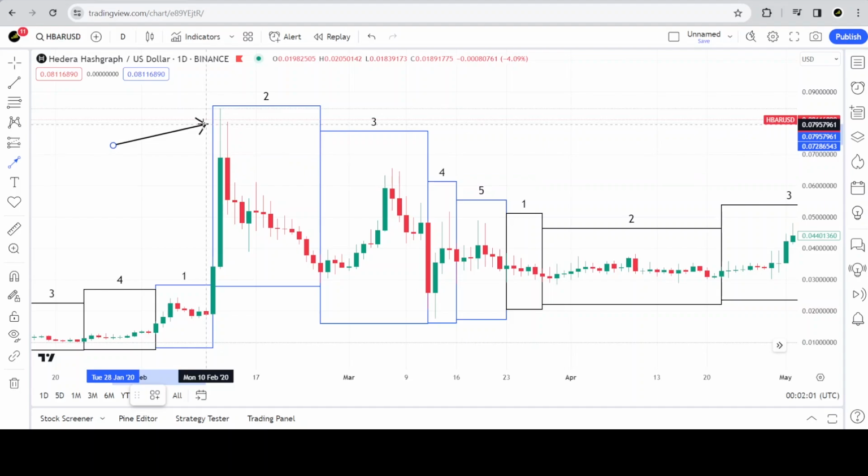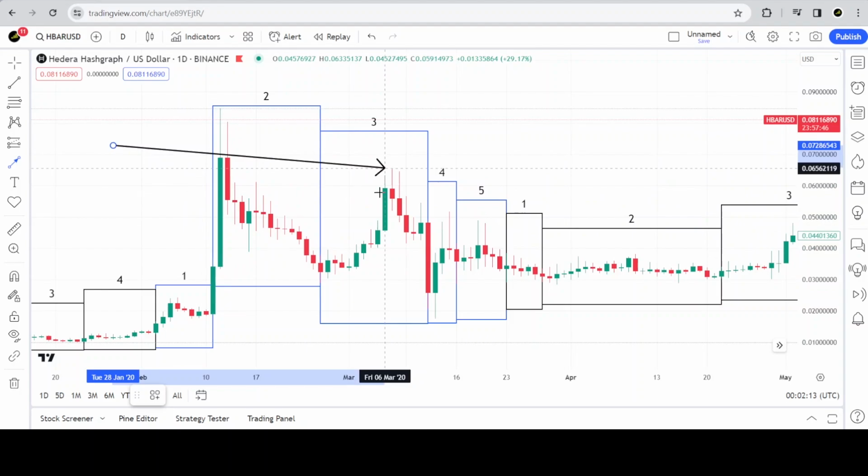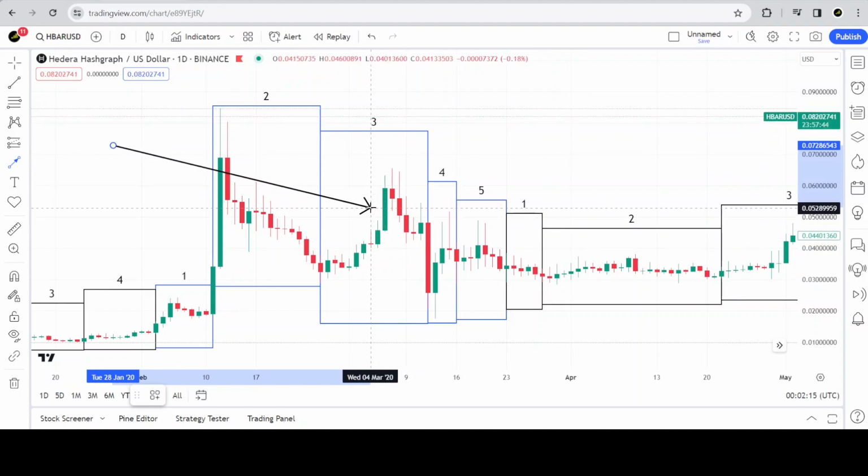The cool thing about the HBAR bull run is if you missed this one, you can always catch this one. And it depends. Sometimes this one is higher than this one. In this case, this one's the highest, but in other cases, this one's the highest. So it switches around. So that is a cool feature of the HBAR bull run.